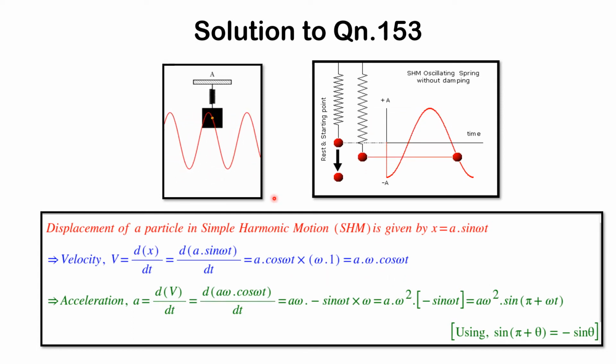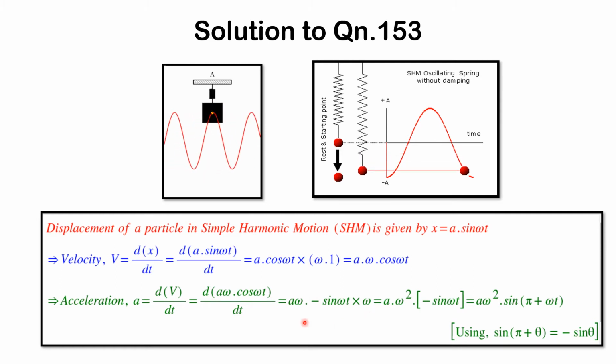இது velocity. இதை நான் திரும்ப differentiate பண்ணா to find out acceleration, it's equal to rate of change in velocity. So velocity differentiate பண்றோம் with respect to time. அப்ப என்ன வரும்னா a omega cos omega t differentiate பண்றோம். So a omega constant இருக்கும். Cos omega t differentiate பண்ணா minus sin omega t. திரும்ப நான் omega t differentiate பண்ணா I will get omega. So a omega into omega multiply பண்ணா a omega square into minus sin omega t வரும்.